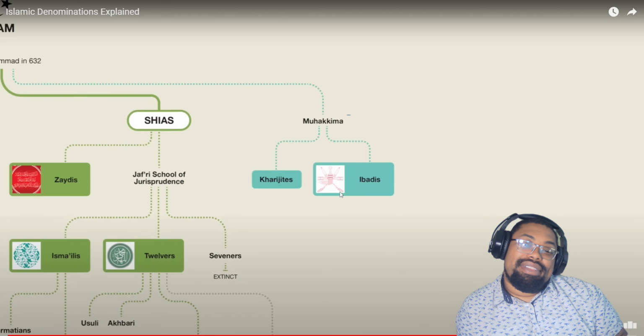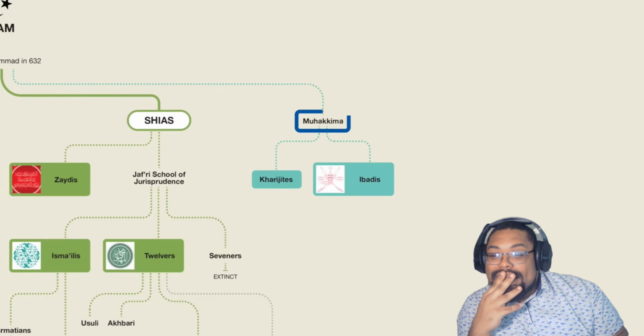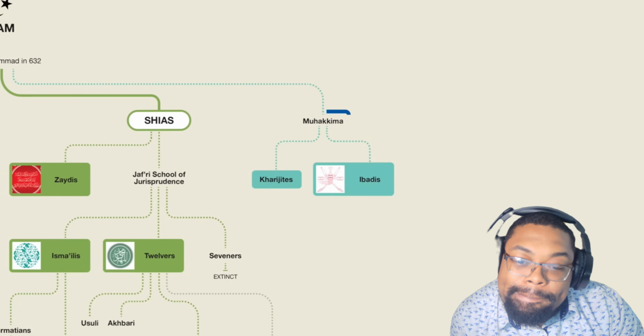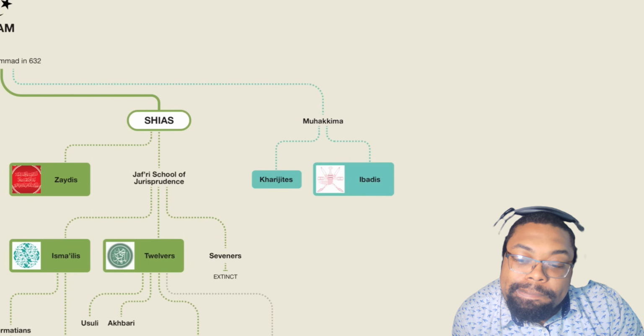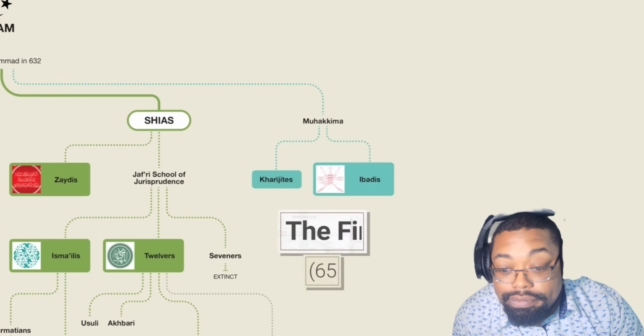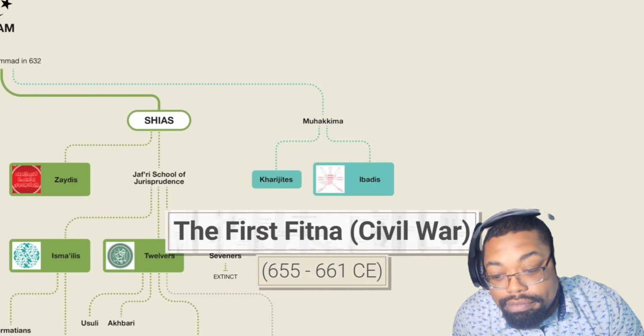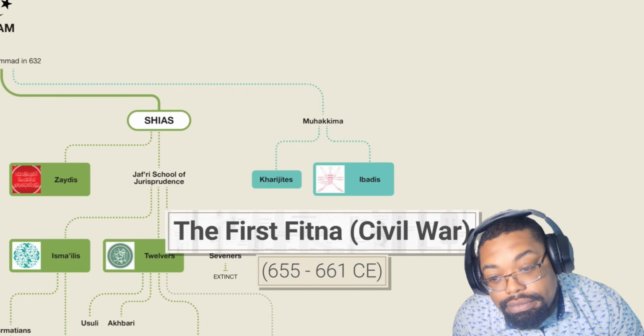However, we've used the term muhakkima here. Okay, I won't go into too much detail. You can check out my videos on Al-Muqaddimah for that. But there was a civil war between Ali ibn Abi Talib and Muawiyah ibn Abu Sufyan, known as the First Fitna. Ali was the caliph and Muawiyah was the governor of Syria, who refused to recognize Ali as caliph.